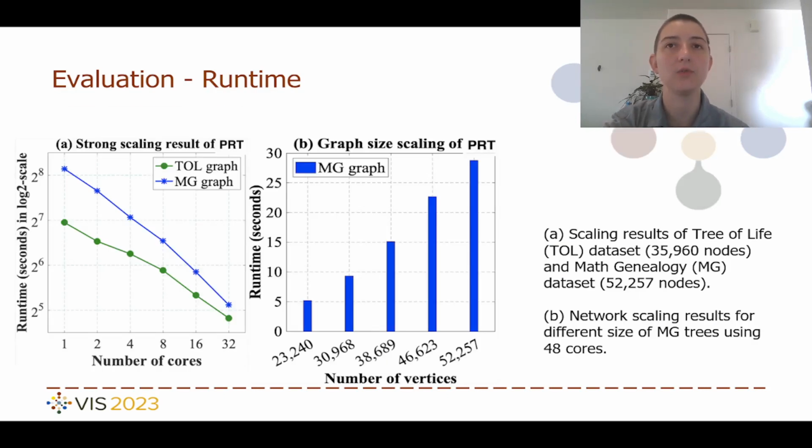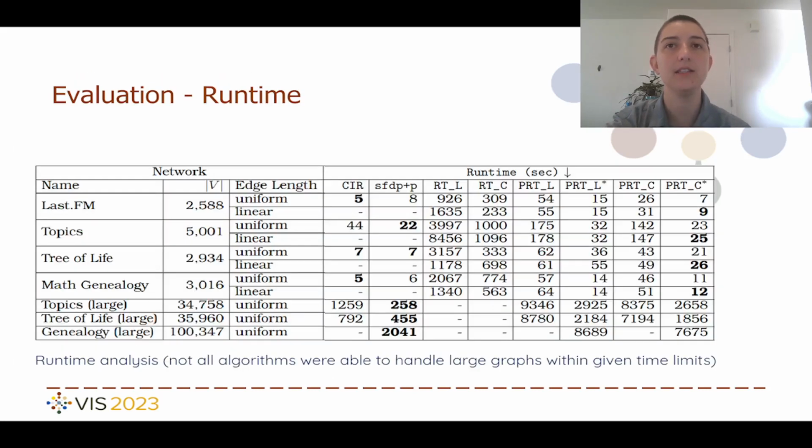Here we have graphs which show how the PRT algorithm scales with respect to the number of cores and the number of edges. Note that in terms of the number of nodes, the PRT algorithm scales linearly. This allows for drawing much larger graphs than the RTL or RTC algorithm. This is the runtime of each of these algorithms. Our parallel algorithm, PRT, outperforms all, except for SFDP plus Prism, which, once again, produces edge crossings.